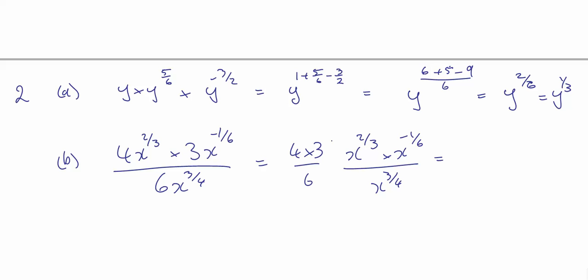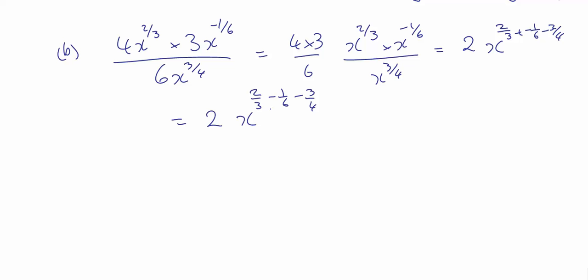So 4 3s are 12 over 6 is 2, and then we can add the indices for the first two there, plus minus a 6th, and then because we've got x to the 3/4 in the denominator, we subtract 3/4. So that's 2x to 2/3 minus a 6th minus 3/4, and to add the fractions in the indices there, we must have a common denominator of 12.